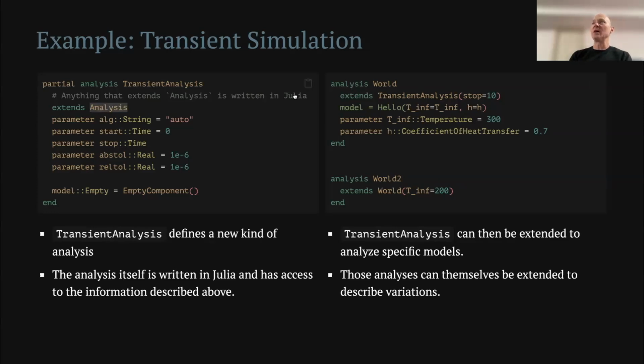And furthermore, you can use the inheritance mechanism not just to extend from some analysis that's been defined in a library, but you can then extend it further from there and say, okay, well, I want to extend from the world analysis and create this world 2 analysis where at least the default ambient temperature is 200 degrees Kelvin. So, very similar to Modelica, but now we're not talking about the model itself. We're talking about what we actually want to do with the model.